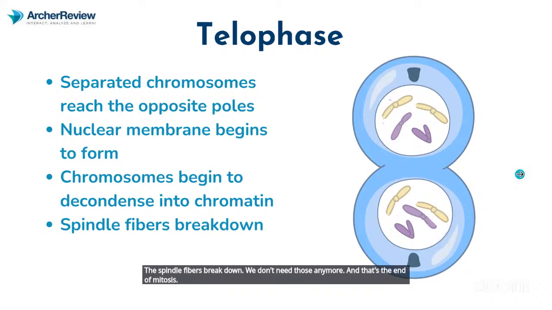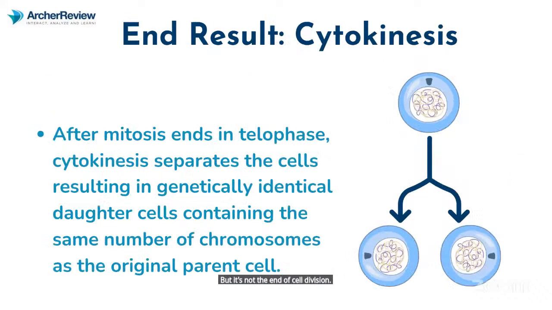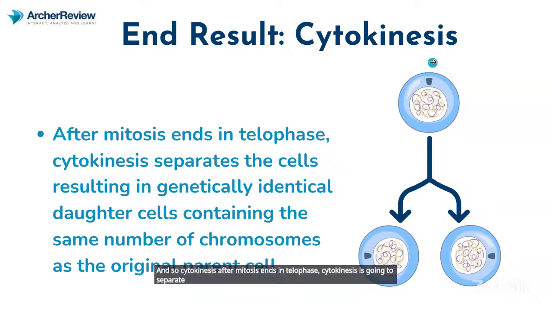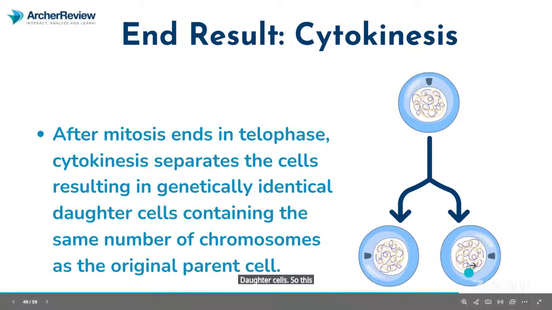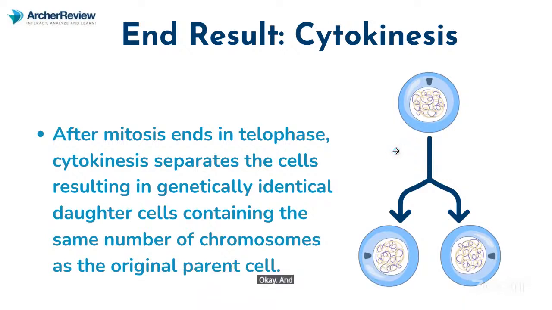But it's not the end of cell division. The end result for cell division is cytokinesis. After mitosis ends in telophase, cytokinesis is going to separate them into two genetically identical daughter cells. So this cell matches the original, this cell matches the original. And the purpose of mitosis is growth and development, replacing old cells, things like that.